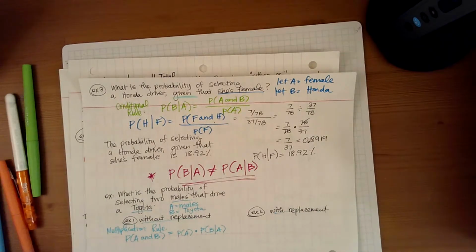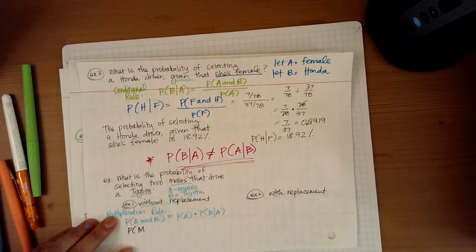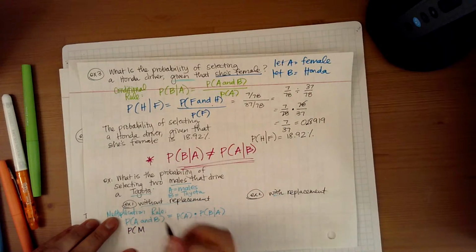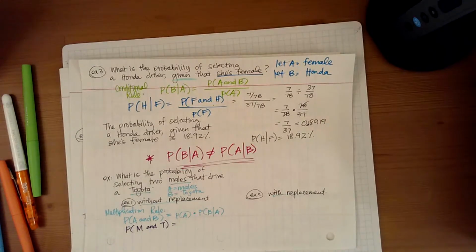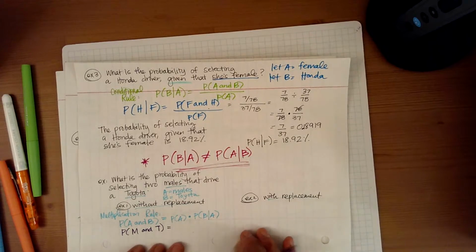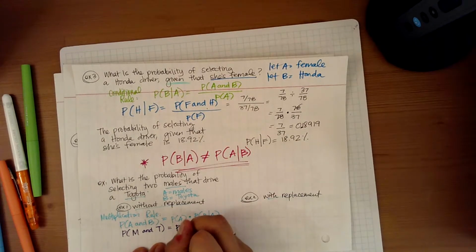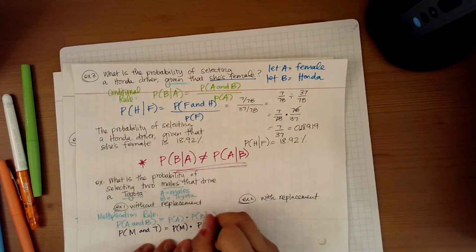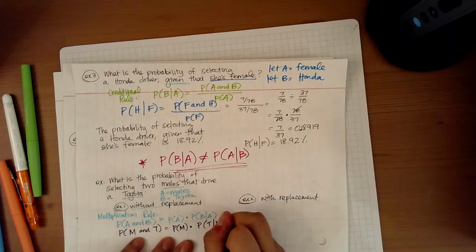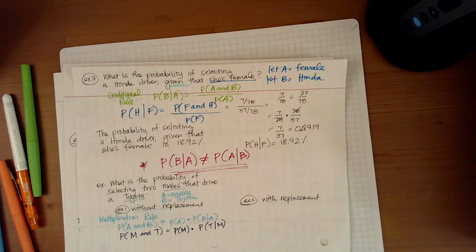So now we're going to put it in context. What's the probability of selecting two males and a Toyota that drive that? So male Toyota, okay? So we're going to go ahead and do this. So this is going to give me probability of males with the Toyota part, right? Times probability of Toyota given males. Okay? So I'm going to prove this.